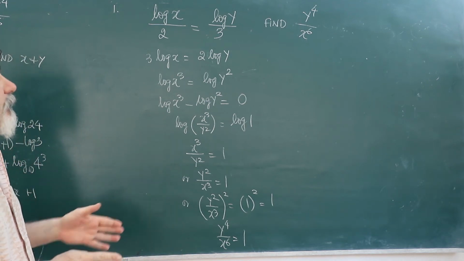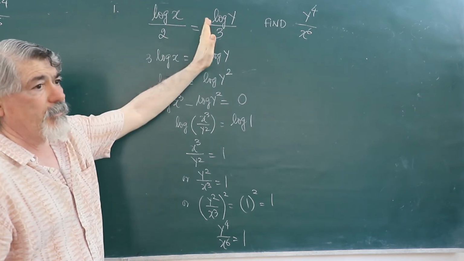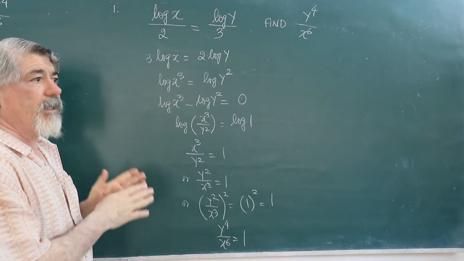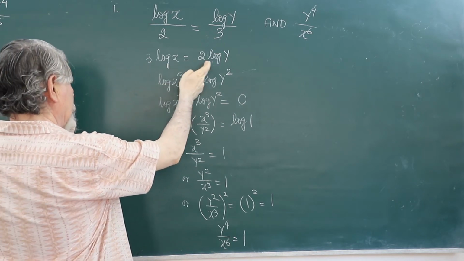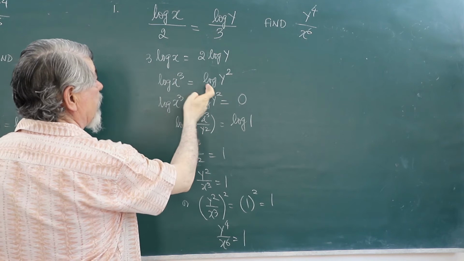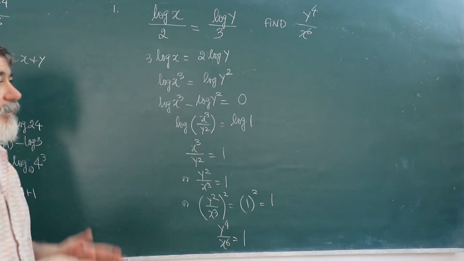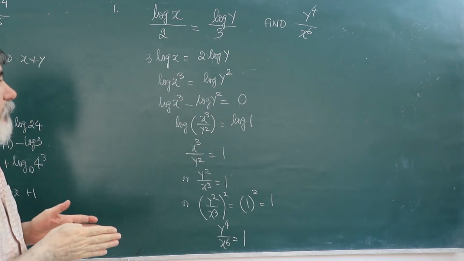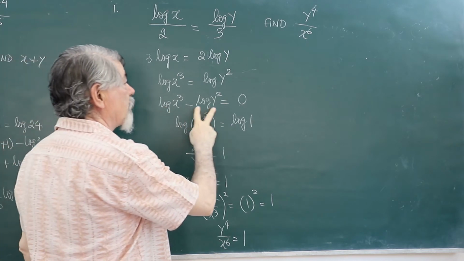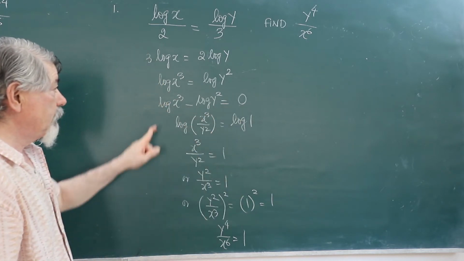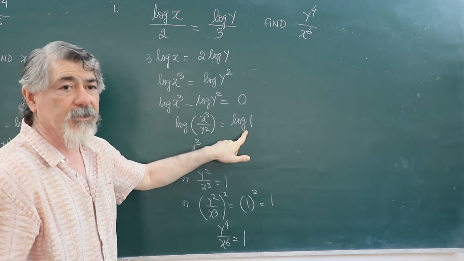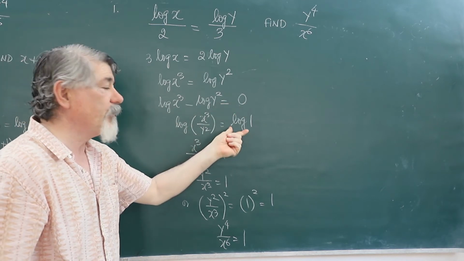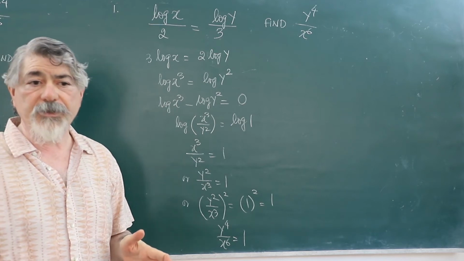Please see it once again. We cross multiplied. We brought the multiples as the power by the power law. That is 3 log x is equal to 2 log y. So log x cube is equal to log y square. I transferred both the terms to one side. Log x cube minus log y square is equal to 0. It'll become log x cube upon y square is equal to log 1, because I converted 0 into log 1 because I want to remove log.